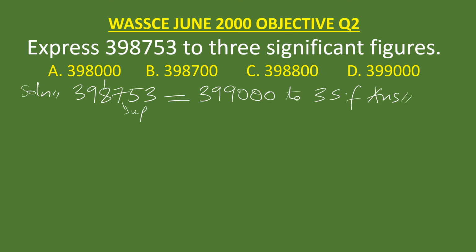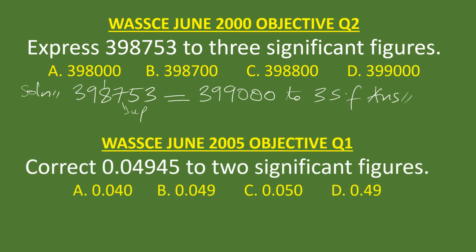Okay, now we go to the next question. This is also West African Senior School Certificate Examination, June 2005, objective question 1. Now let's go back to the former question. Our answer in the former one is going to be option D. Now coming back to this question, they said correct 0.04945 to 2 significant figures. The options have been given, option A, B, C, and D. So let's do justice to it.